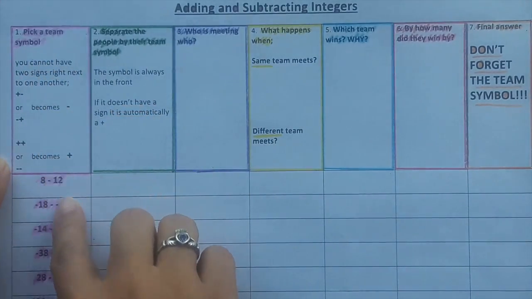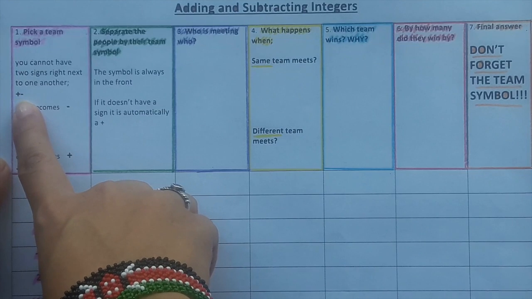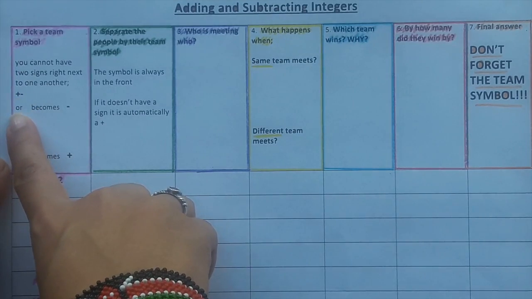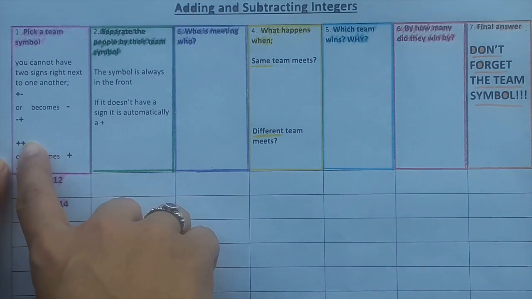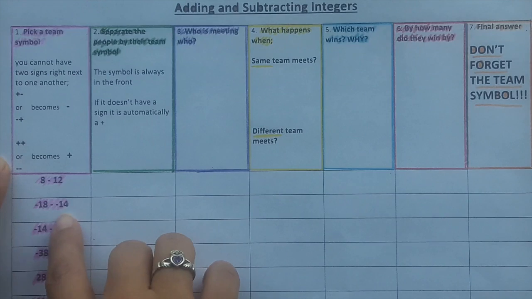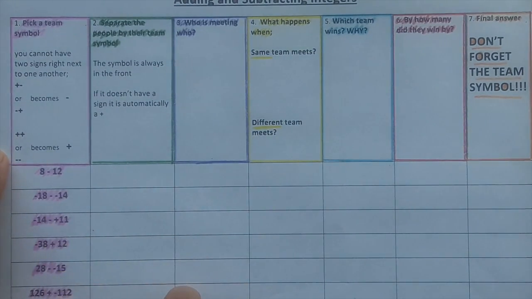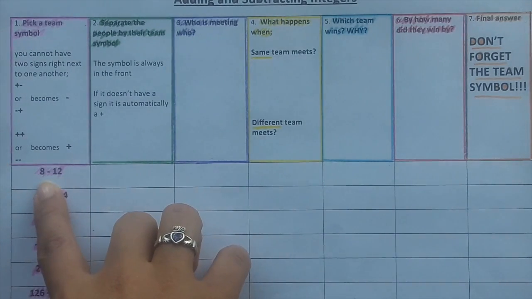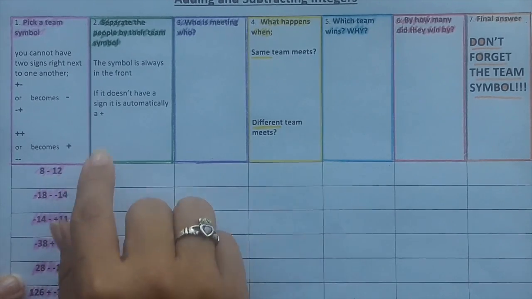So the very first thing you do when you're adding and subtracting is you pick a team symbol. If you have 2 signs right next to each other, you have to pick the team that you belong to. A positive and negative, or negative and positive, becomes a negative. A positive and a positive, or a negative and a negative, becomes a positive. So for each question, pick the team symbol. Like that first question is fine. 2, 3, that needs to be changed, etc. For the first one, the symbol is already okay because they're not 2 symbols next to each other.